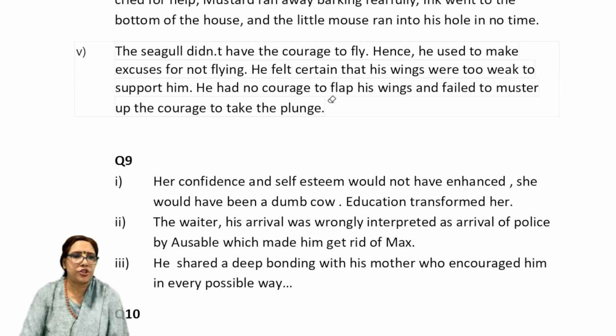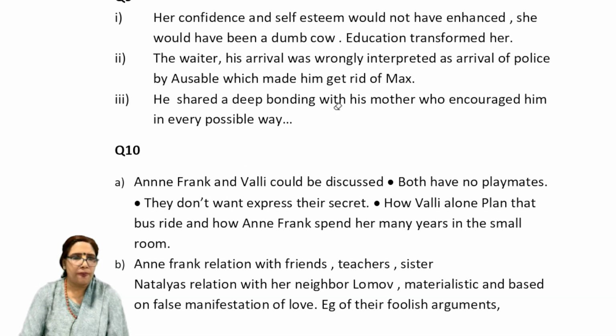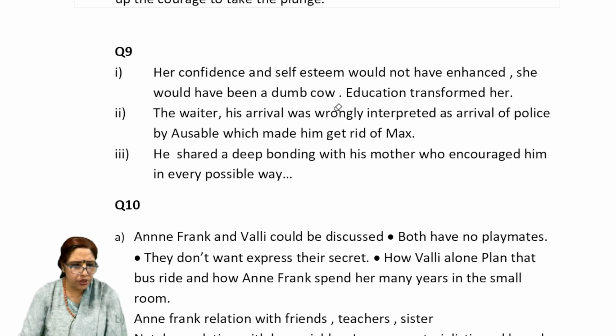Now we come to question number 9. In question number 9, you have to answer any 2 out of the 3 questions, and the word limit is of course 40 to 50, carrying 3 marks each. The first question says, do you think Bholi could have confidently refused to marry Bishambar if she wasn't educated? Yes. The chapter's turning point is when Bholi gets up and refuses Bishambar Das, saying that she will not marry the man who asks for dowry.